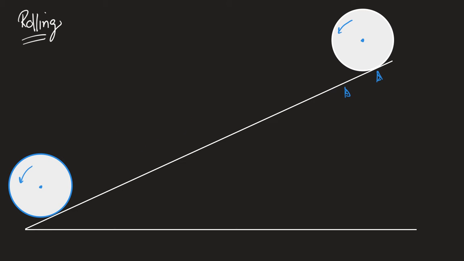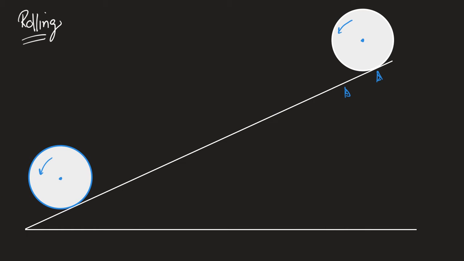It did not have a fixed pivot point. So at no time was it being held in place. So this object does have both rotational kinetic energy and translational kinetic energy. We base the translational kinetic energy on the motion of the center of mass.